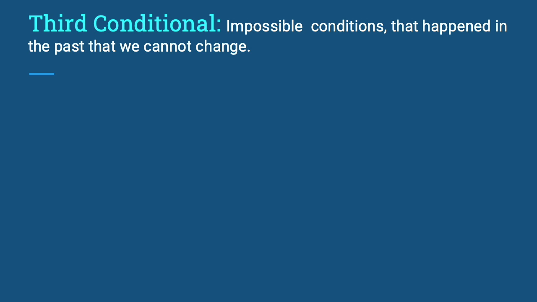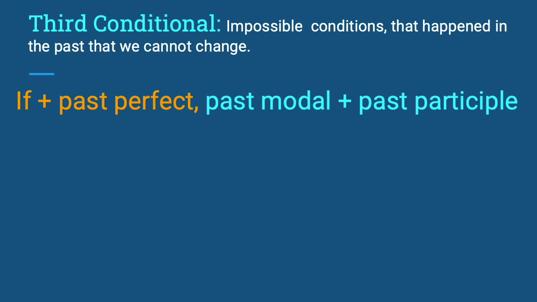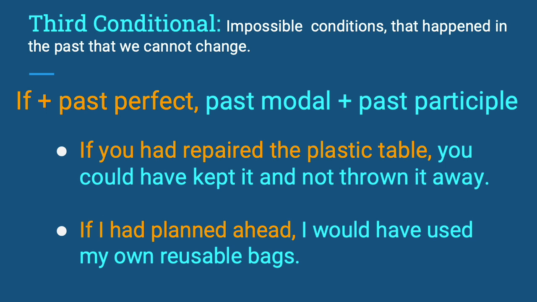So like I said, the third conditional is used for impossible conditions. They're impossible because they happened in the past and we cannot change them. The formula: if plus the past perfect, comma, past modal plus the past participle. Let's look at some examples. If you had repaired the plastic table, you could have kept it and not thrown it away. If I had planned ahead, I would have used my own reusable bags.